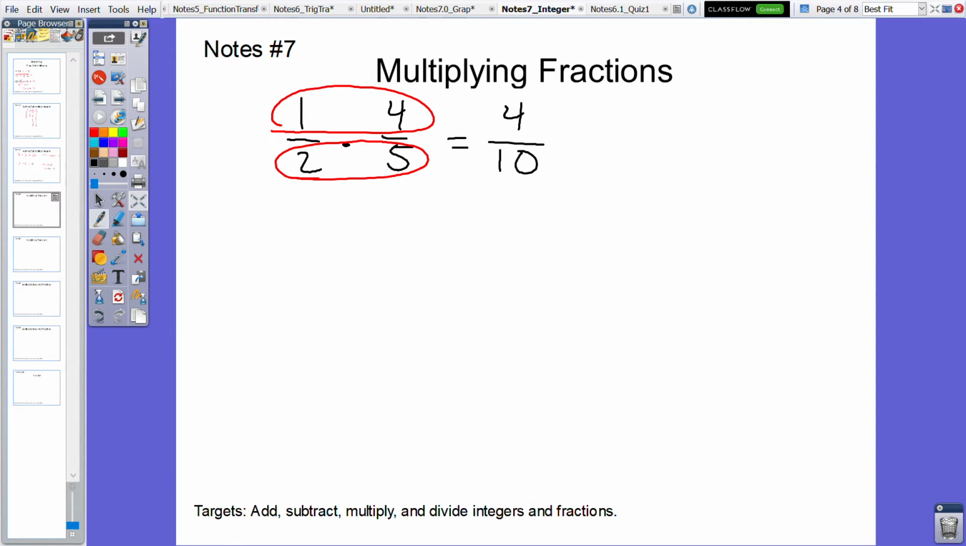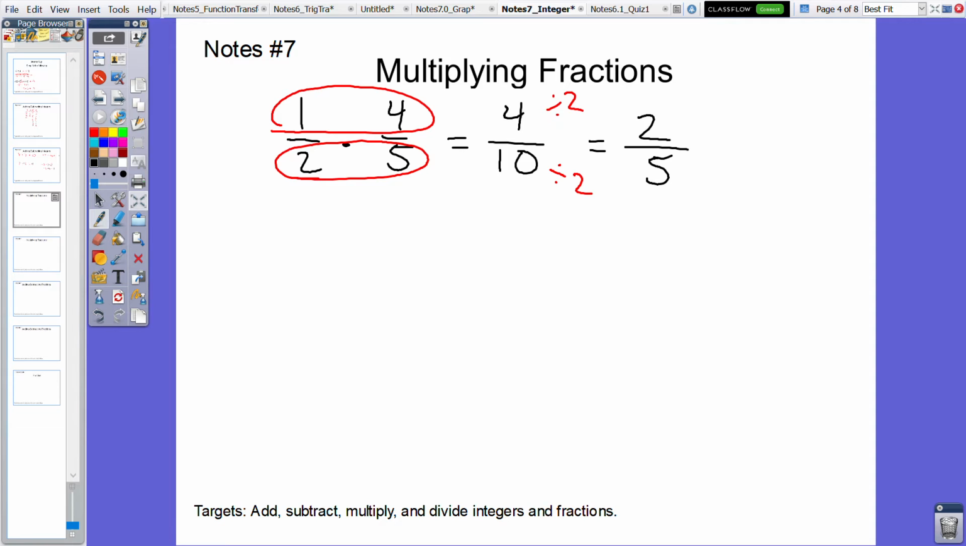Okay? But we want to remember something. We want to be able to simplify our fractions here. So we look at the factors of 4 and 10 here. They're both even numbers. That means we can divide or reduce by a factor of 2 and see what that gives us. Because they're both even, that's usually a good way to start. So 4 divided by 2 is 2. 10 divided by 2 is 5. So 1/2 of 4/5 is 2/5.